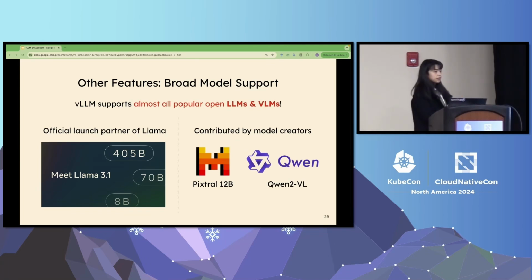And also, vLLM has some other important features that make it widely adopted. The first one is broad model support. It's an official launch partner of Llama, supporting Llama 405B, 70B, 8B, and we also accept contributions from state-of-the-art vision language model training companies like Pixtral or Qwen-VL.